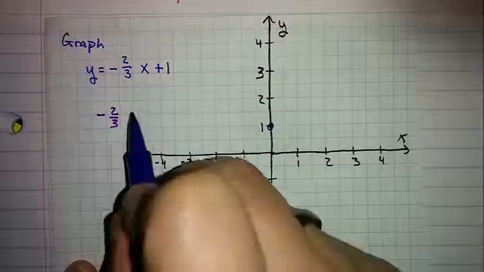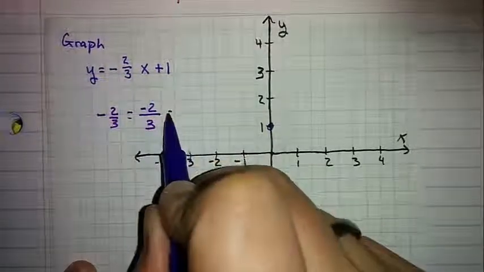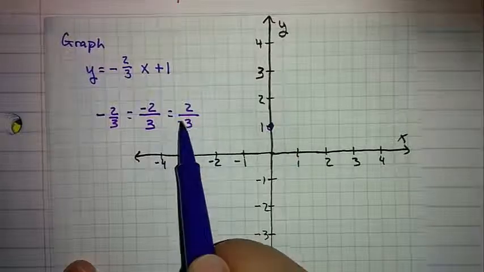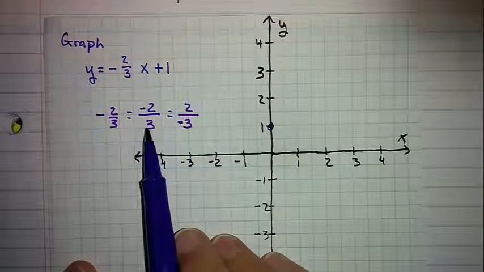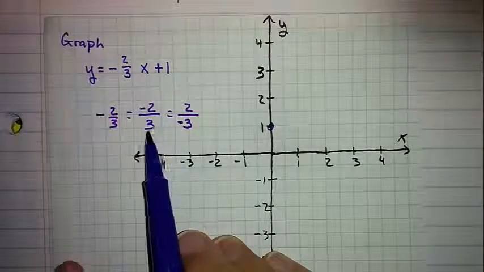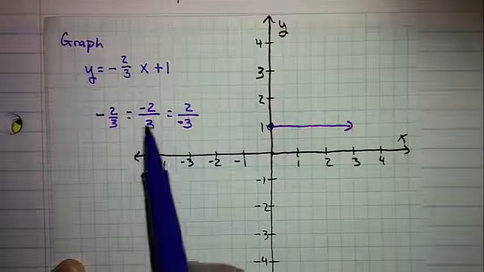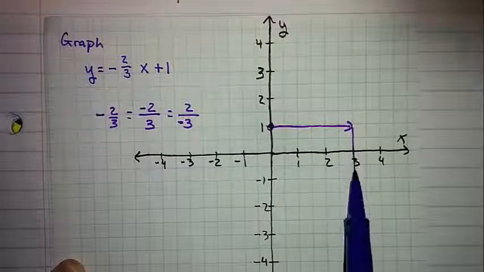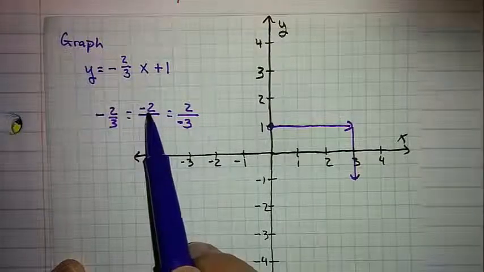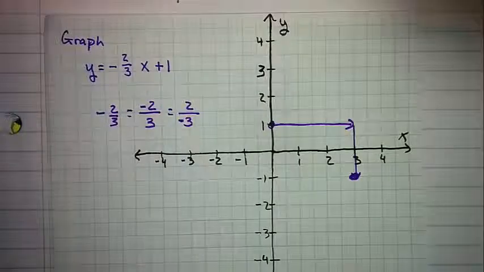negative 2/3 we can think of as either negative 2 over positive 3 or positive 2 over negative 3. I'm going to think of it this way unless I have a reason to do otherwise. This tells me every time my line goes 3 to the right, positive 3, it goes down by 2, negative 2. So here's another point on this line.